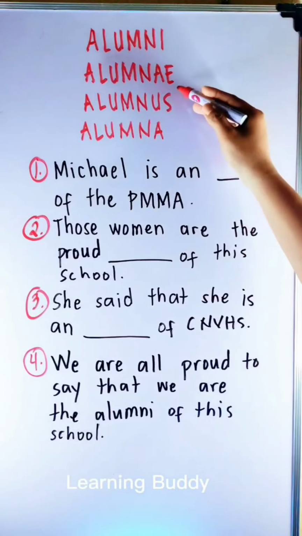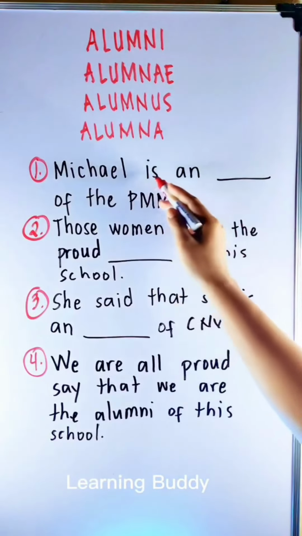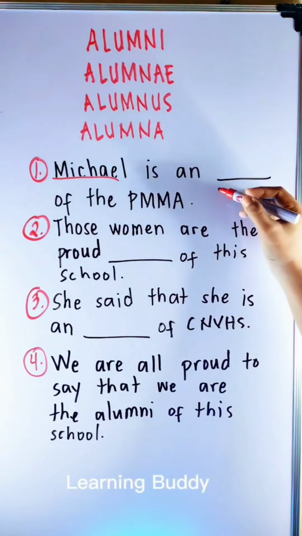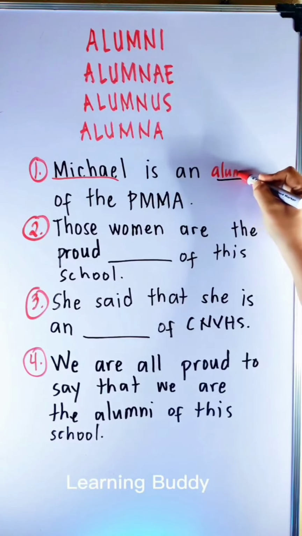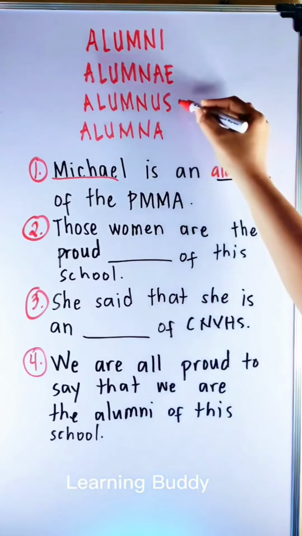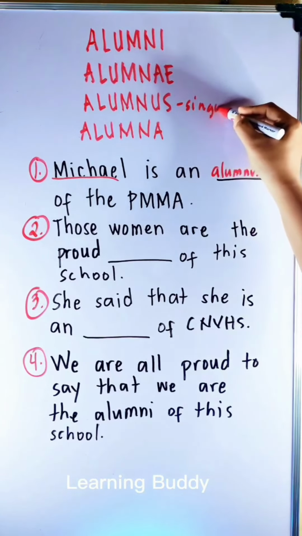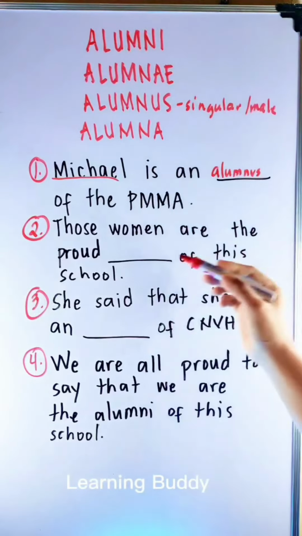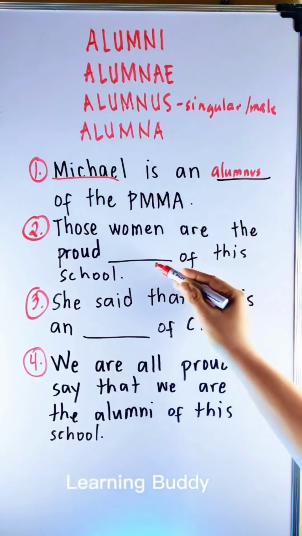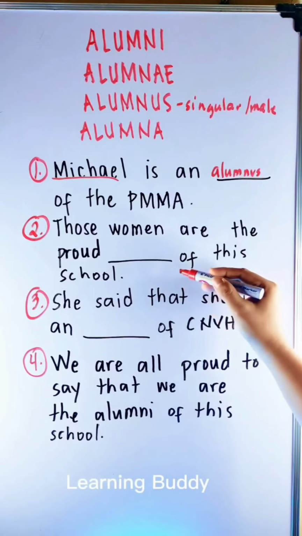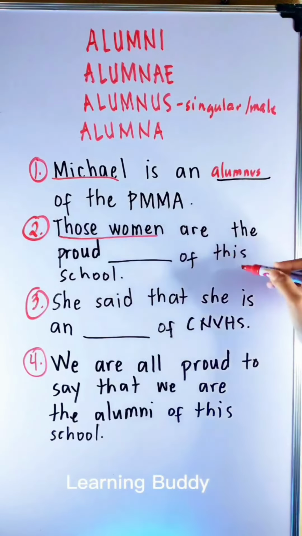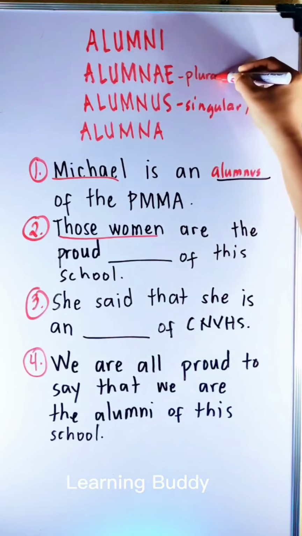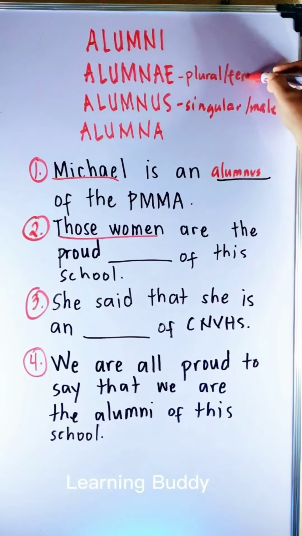Is it alumni, alumnae, alumnus, or alumna? Number 1, Michael is son of the PMMA. Michael is singular, male. Alumnus, singular, male. Michael is an alumnus of the PMMA. Those women are the proud alumnae of the school. Those women, plural, female. Use alumnae.